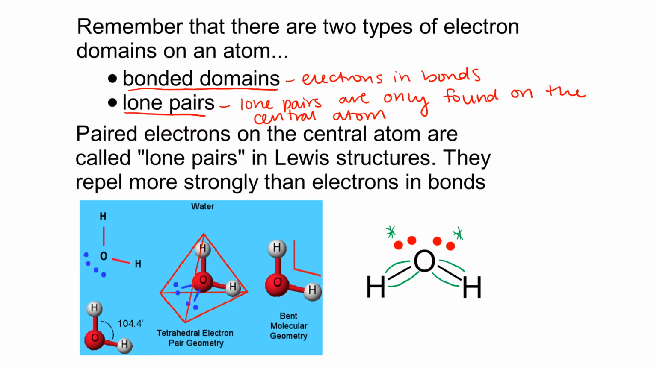Since there's only one thing that's tethering those lone pairs to the molecule, they end up occupying a lot more space. They can move a little bit more freely, and because they can move more freely, they can repel more strongly. They're going to be pushing down on these bonds a little bit stronger than these bonds are going to repel one another. So that's what it means when it says that lone pairs can repel more strongly than the electrons in the bond.